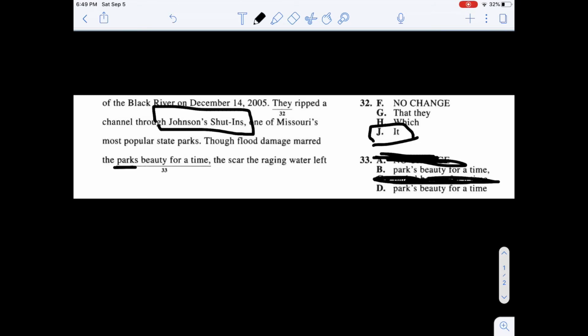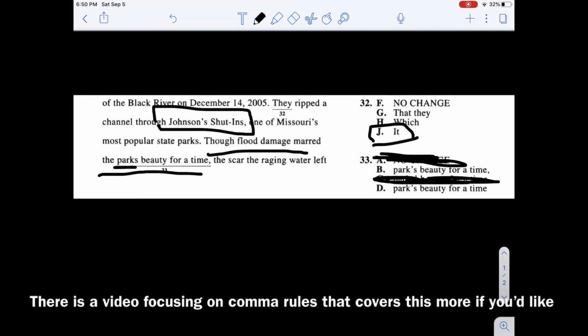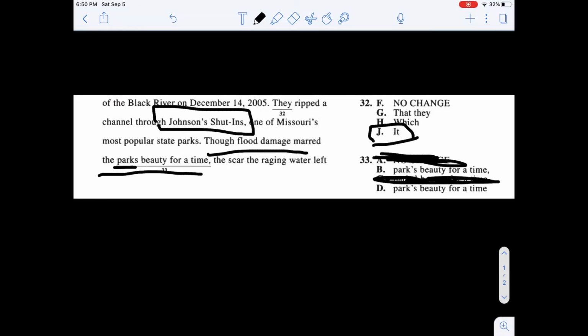Now, where does the comma go? Do we need the comma or do we not? If we read it right now with the comma, though flood damage marred the park's beauty for a time, the scar the raging water left. And then it goes on. But if we look at this introductory clause here, we do want that comma because it's one of those dependent clause situations where you're starting the sentence with an introduction and then having the actual independent clause come afterwards. So if we keep that comma and we put the park apostrophe S, singular park, that will be answer option B.